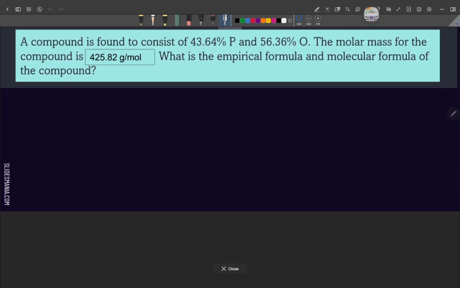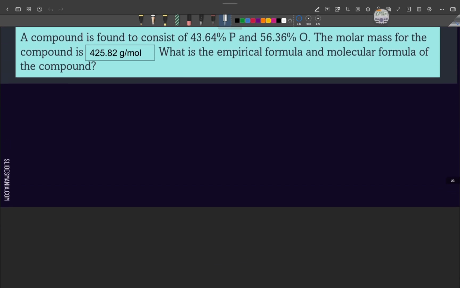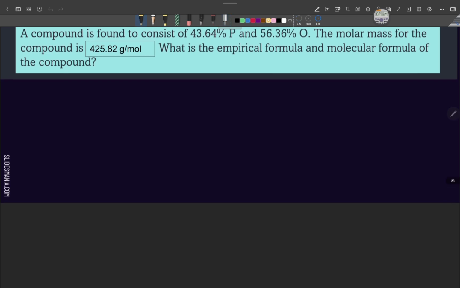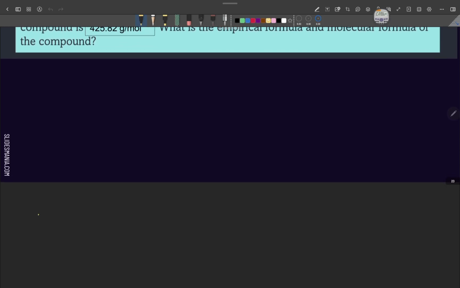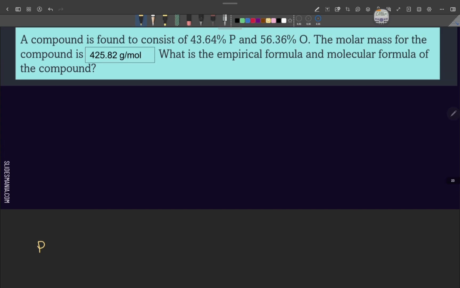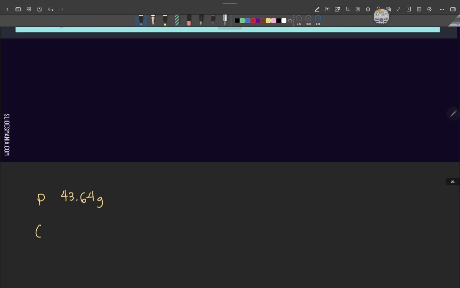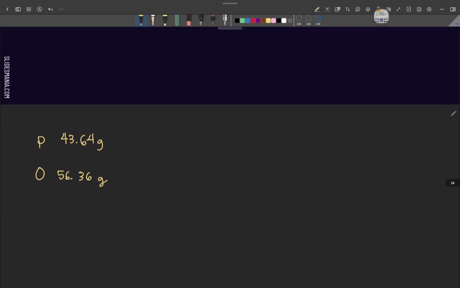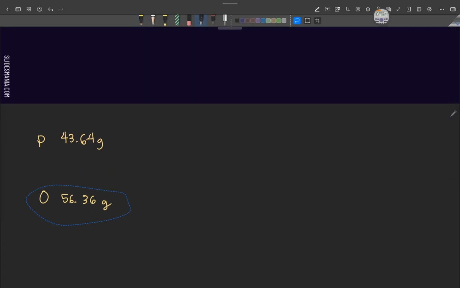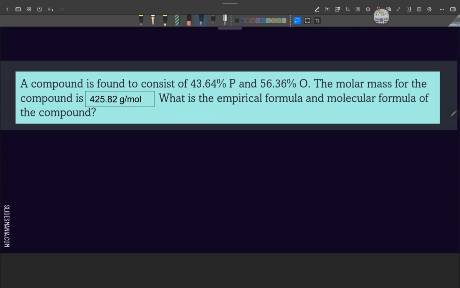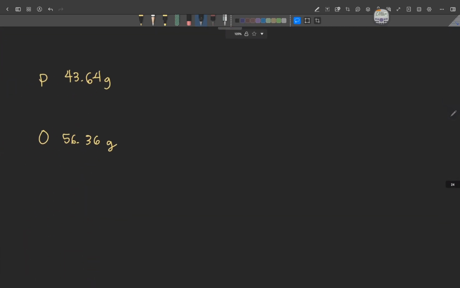Okay, step 1, to convert it to grams. Okay, so P becomes 43.64 grams. O, 56.36 grams. Okay, these are the given, and then we also have there the molar mass of the compound. Okay, so we'll use that later.